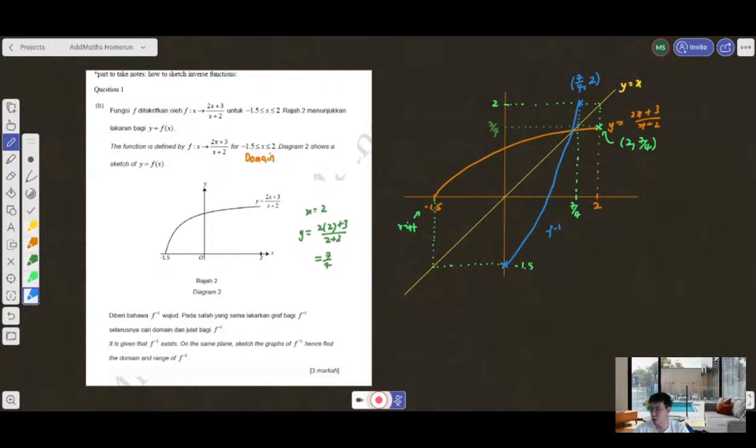So if there's no question, we are going to move on. This kind of question, please take note. Drawing the inverse function is very important. Another drawing thing that you need to take note of is the modulus function. How to draw a modulus function? It will 100% be a V shape like that. The modulus function also you need to know how to sketch.